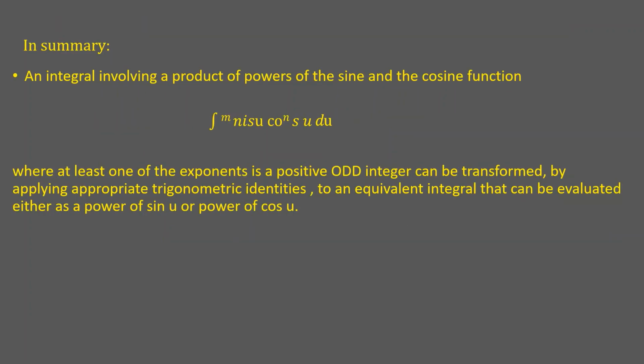So in summary, an integral involving a product of powers of the sine and the cosine function, of the form the integral of sine to the mu cosine to the nu du, where at least one of the exponents is a positive odd integer, can be transformed by applying appropriate trigonometric identities to an equivalent integral that can be evaluated either as a power of sine u or a power of cosine u.